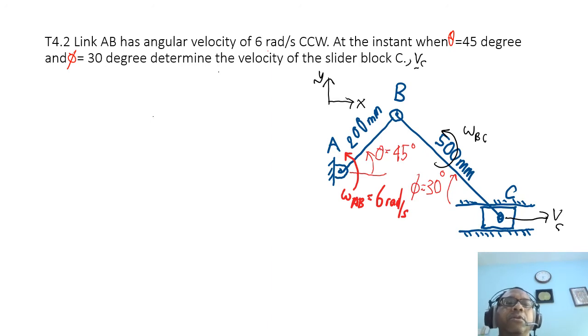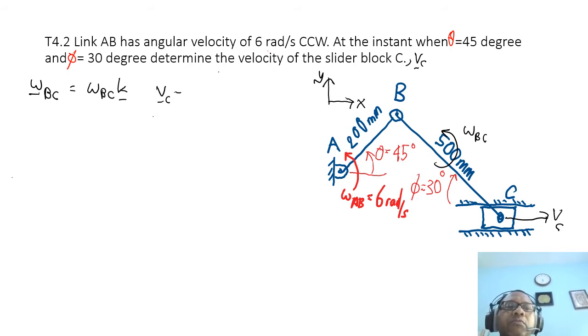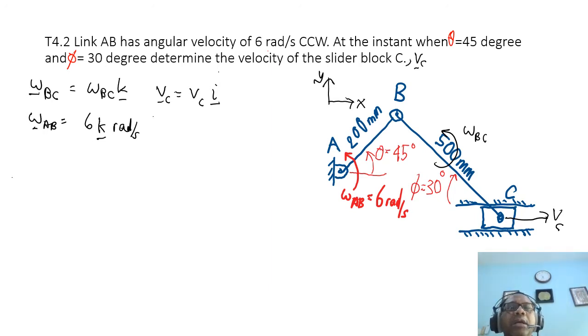So we can write down omega BC, as we assume, omega BC equals omega BC K. Remember, this is an assumption. VC, we know VC is moving in the I direction, so we can put I directly. There's no J component for the VC. The piston cannot move vertically, it can only move in the horizontal slot. We know omega AB. Omega AB is counterclockwise 6, so it is 6K, positive K, radians per second. Omega BC done, omega AB done.